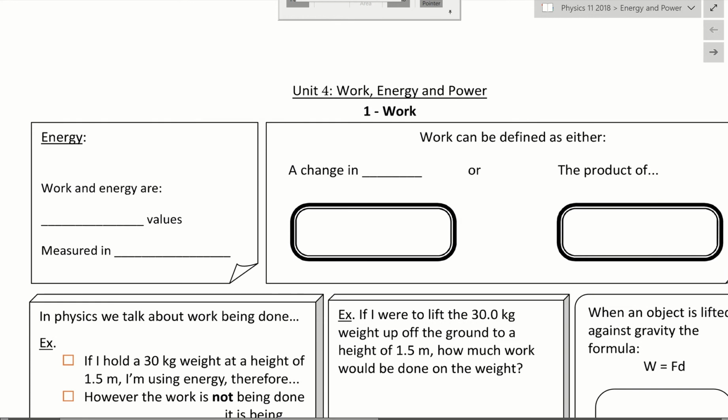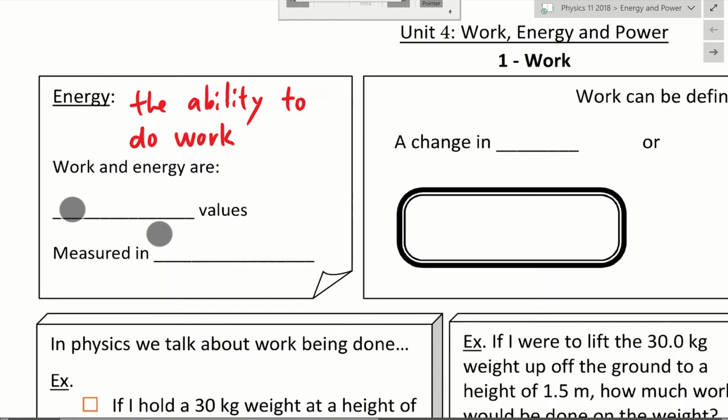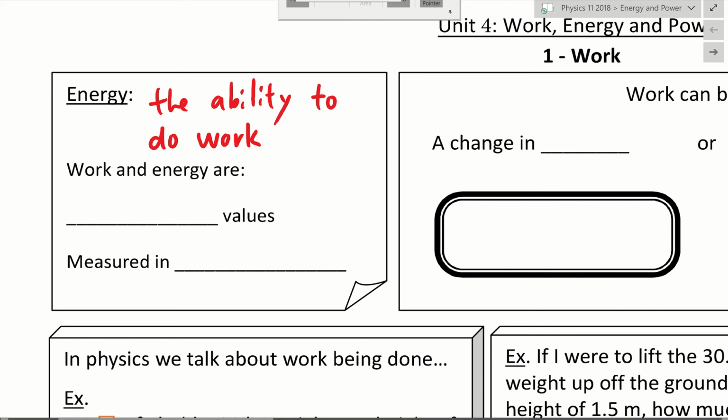Okay, so energy is the ability to do work, and work in physics means something different than work in everyday English. So work in physics means the amount of energy that you spend into doing something.